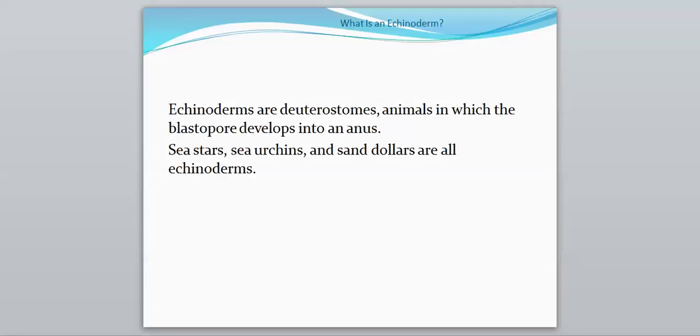And echinoderms, if we look back to the first chapter of this semester, are deuterostomes, meaning they're animals in which the blastopore developed into an anus. That's what they share in common with vertebrate animals, so they're the closest relatives to our backboned animals. Some examples of this group include sea stars, sea urchins, and sand dollars. Again, one of the big meanings of the word echinoderm is spiny skinned, which is a big characteristic found throughout this group.